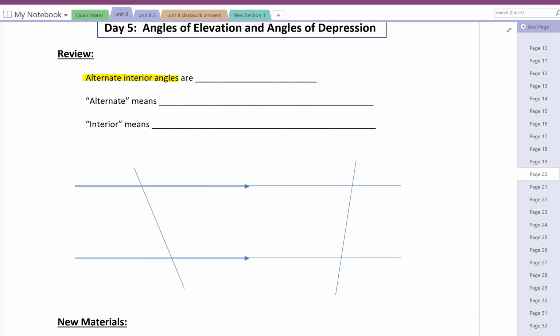All right, Unit 8, Day 5, angles of elevation and angles of depression. I'm going to start by reviewing this thing called alternate interior angles, which is from Unit 2 in the fall.